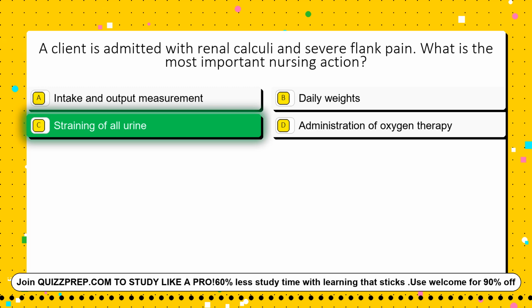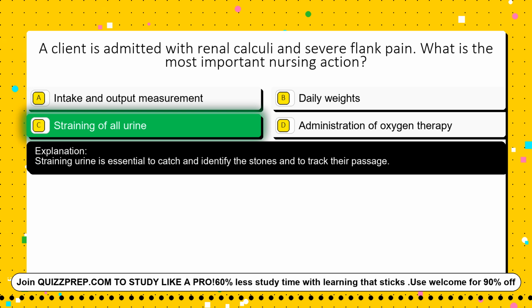The correct answer is option C, straining of all urine. Straining urine is essential to catch and identify the stones and to track their passage.